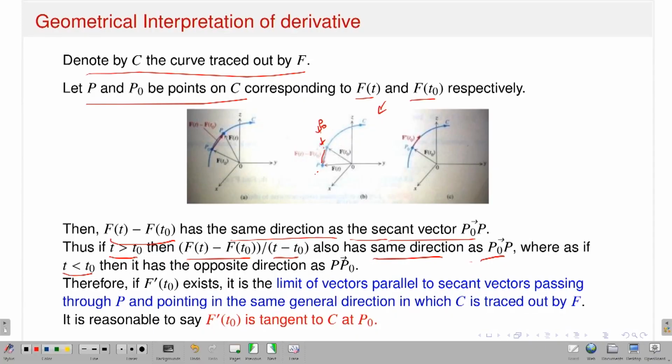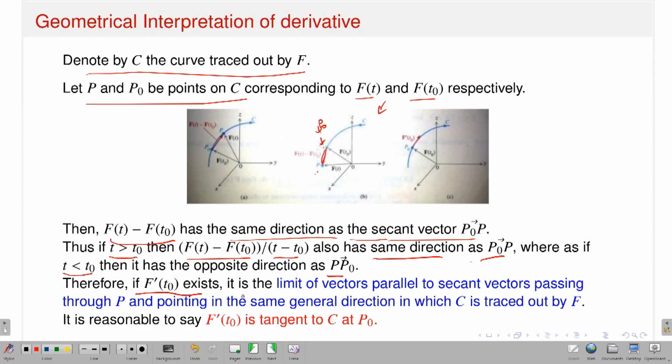So it is, in other words, the direction of p naught p instead of p naught. Therefore, suppose the derivative at the point t naught exists. Then what is going on? If I have f(t naught), that means I have the corresponding secant vector. This is the vector p naught. Then as t approaches t naught, you see that the secant p naught p becomes a tangent at the point p naught. That's exactly what is going on. That's what I've written.